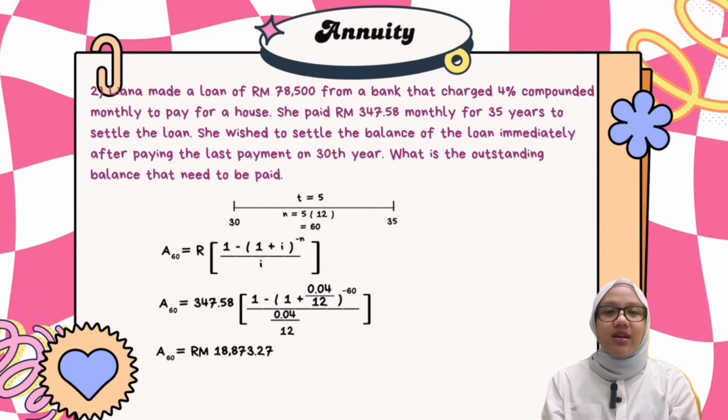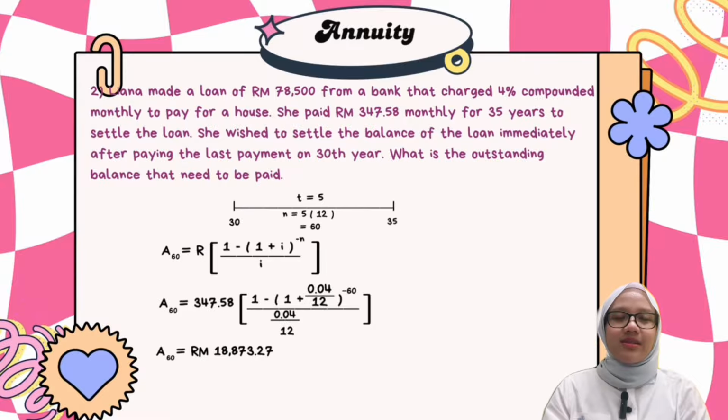The fourth sentence clearly shows that Liana wants to make an advance payment. So, in this question, we use formula for advance payment. A_n equals R bracket 1 minus open bracket 1 plus small capital I to the power of negative n divided by I close bracket. A_60 equals 347 ringgit 58 cents bracket 1 minus open bracket 1 plus 0.04 over 12 close bracket to the power of negative 60 divided by 0.04 over 12 close bracket, and we get the outstanding balance that needs to be paid. It is 18,873 ringgit and 27 cents.